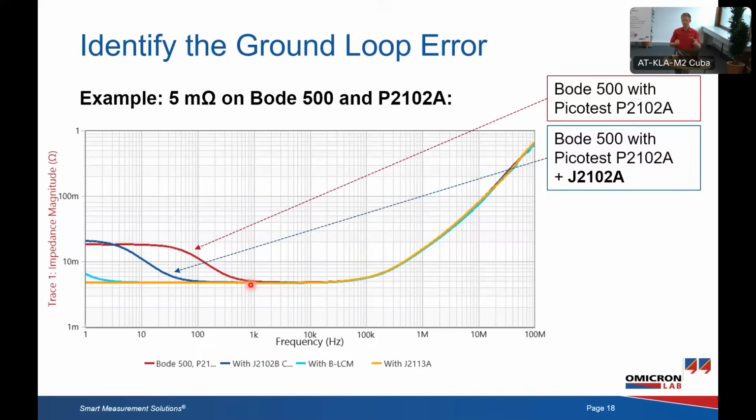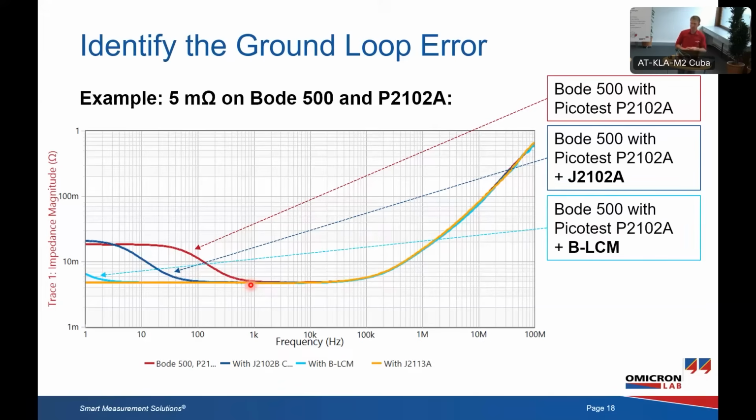Then I introduced the J2102A, the common mode choke from Picotest, and that brings down the frequency to below 100 hertz. So the error is small down to 100 hertz. And then it rises again. An alternative would be the PLCM, that's an OMICRON Lab common mode choke, that brings down the error even further because it has just more common mode inductance. But it wiggles a little more at high frequencies above 10 megahertz.